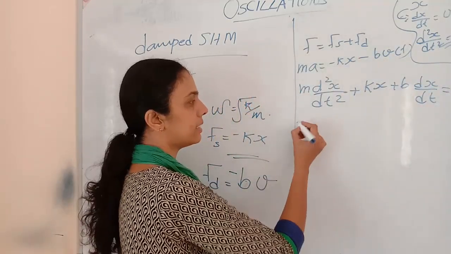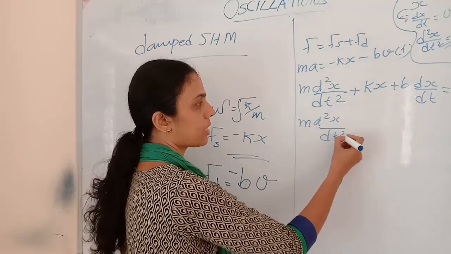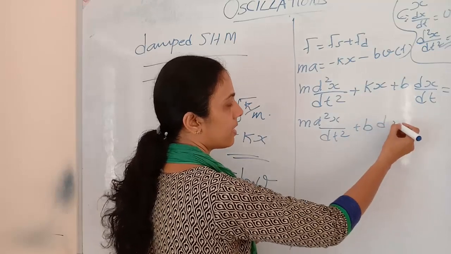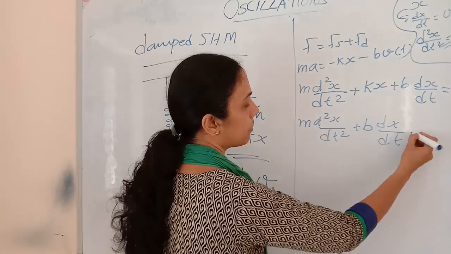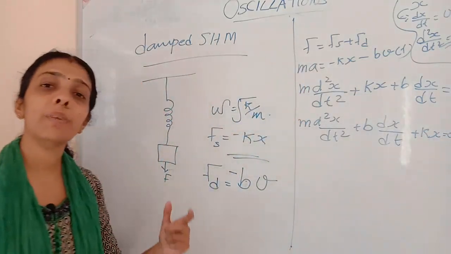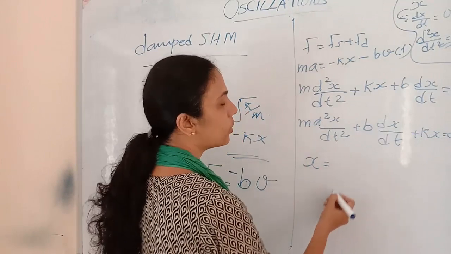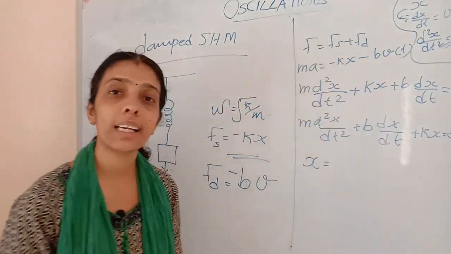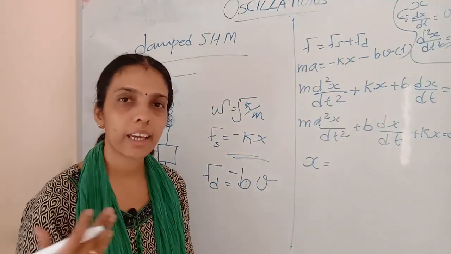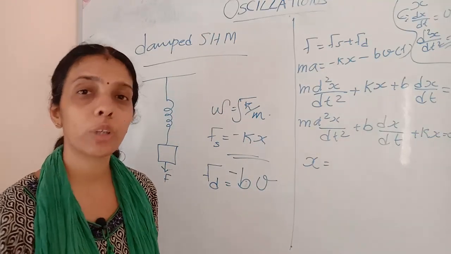Or we can write it in order. First is the square term d square x by dt square, second is the first-order term b dx by dt, plus kx, that is equal to 0. While solving this, we will get the value of x. If damping is not there, x is equal to a cos(omega t plus phi), like that we will get, right? It is a harmonic motion.